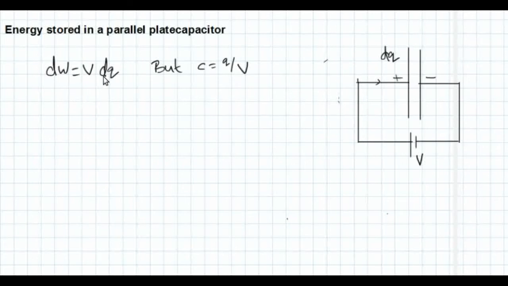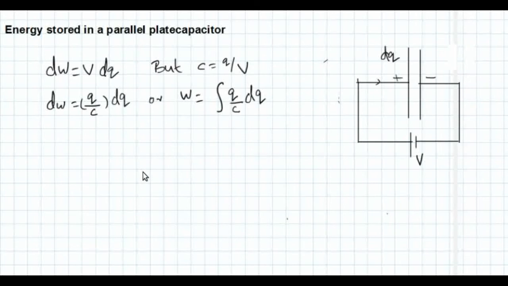But C is equal to Q by V from our previous discussion. Therefore now we can rewrite this dW with Q by C. So dW is equal to Q by C into dQ, or W, that means this differential is taken to the other side. This will become an integral. So W is equal to integral Q by C into dQ.